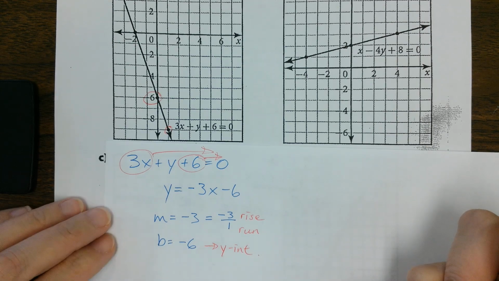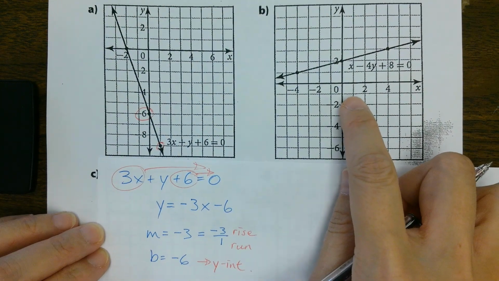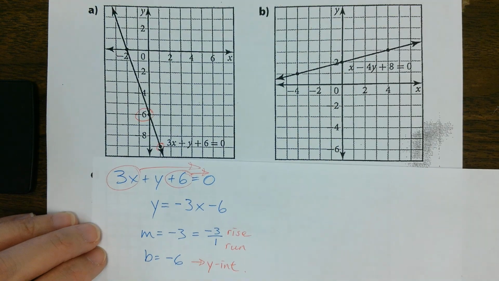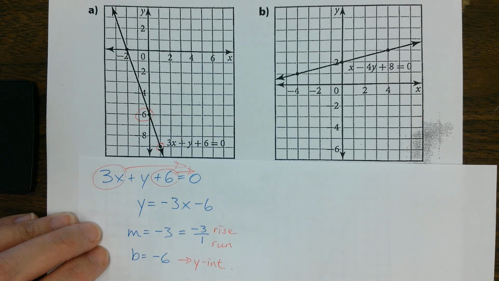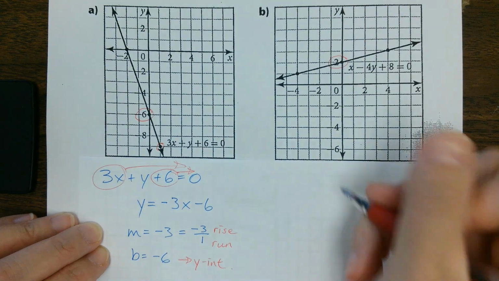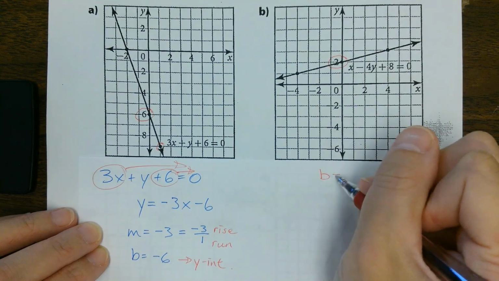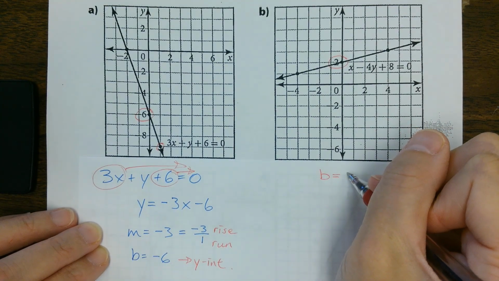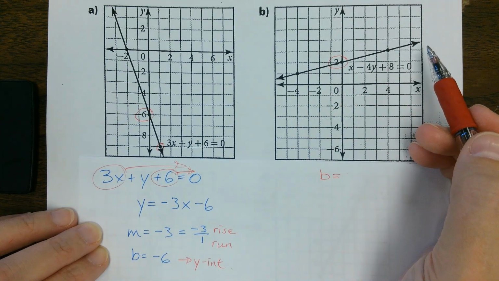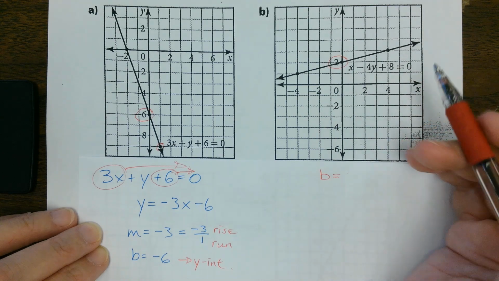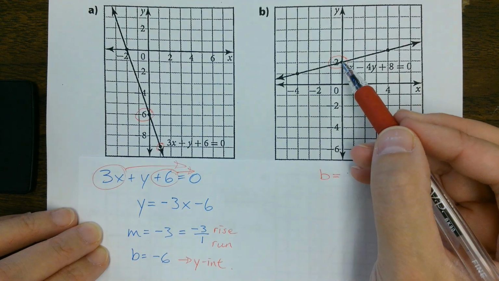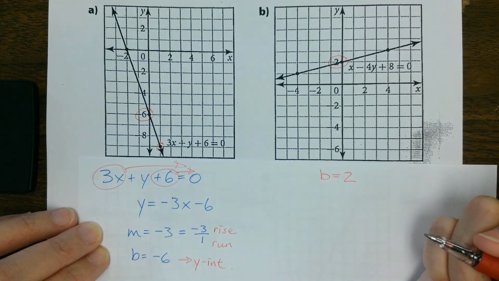So for this one, similarly, I can read off the graph to find out what the y equals mx plus b form is as well. What's my y-intercept here? Looking at this line right here, what's my y-intercept? Yep, just this point right here is at 2. So my b is 2.